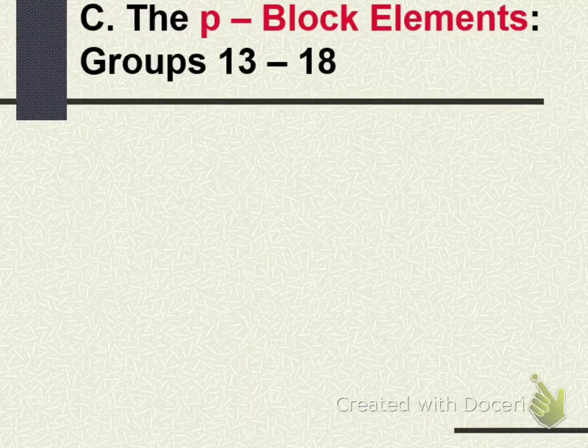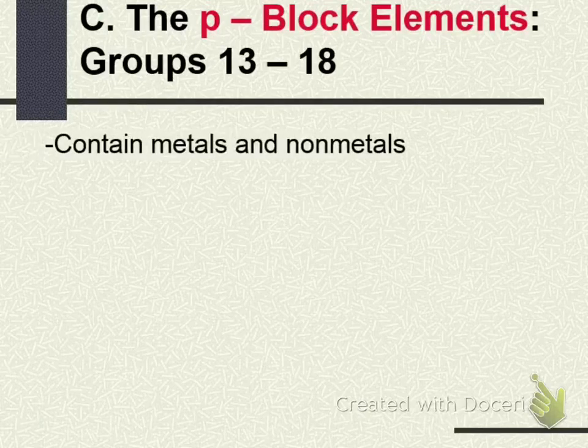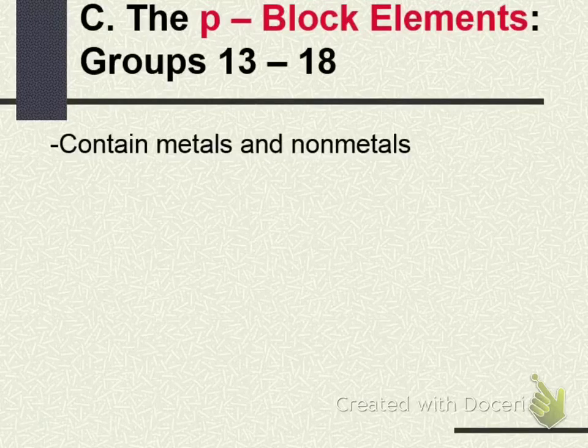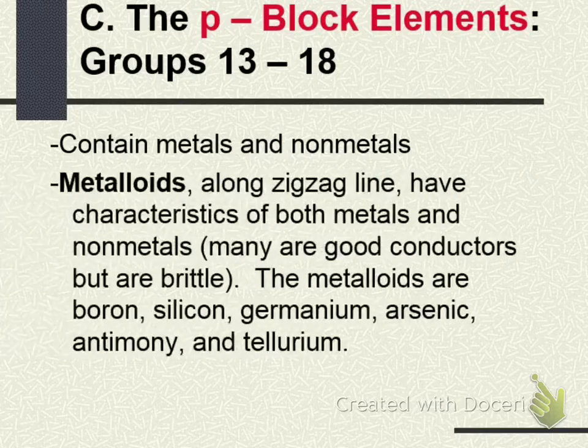The p block, which is groups 13 through 18, okay? The p block means we're filling up the p orbital. They contain both metals and nonmetals. If you look at your periodic table, I don't know if yours has the zigzag line. If not, we'll do that in class. There's a zigzag line that starts with boron and goes down, and it's the cross between the metals and the nonmetals. The metalloids are the ones that touch the zigzag line. They have characteristics of both metals and nonmetals.